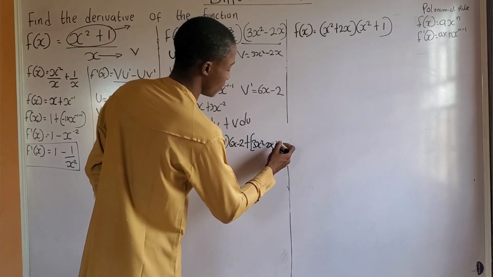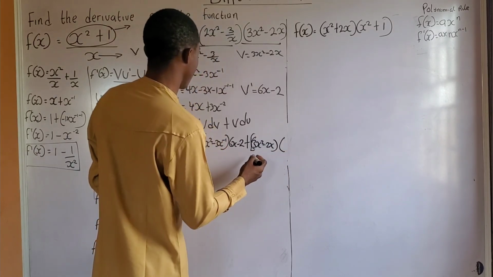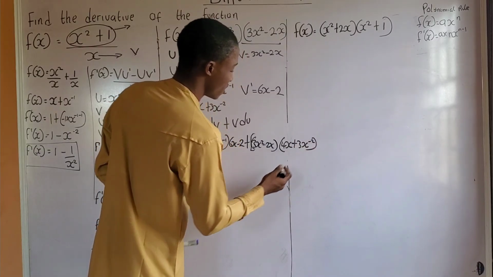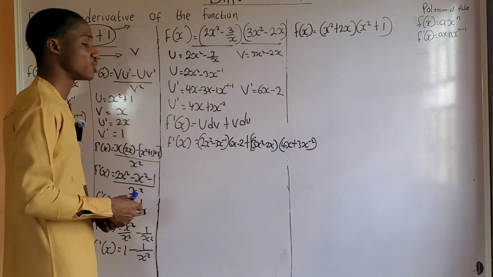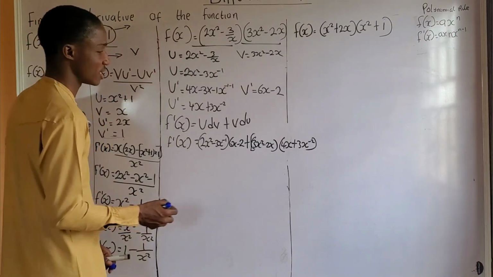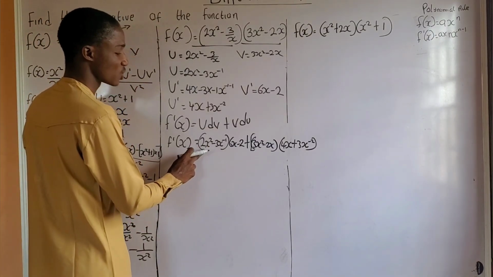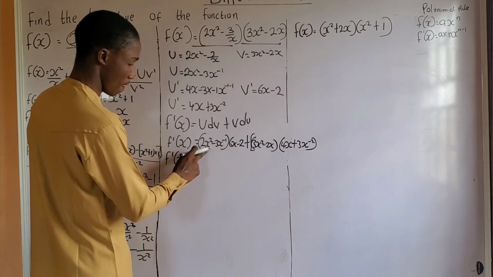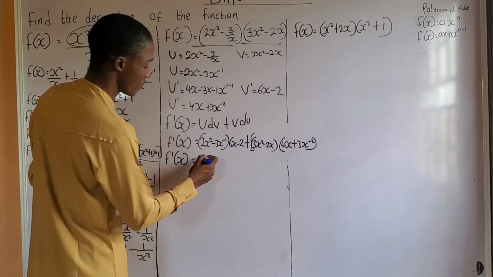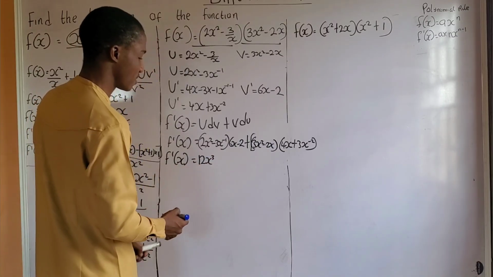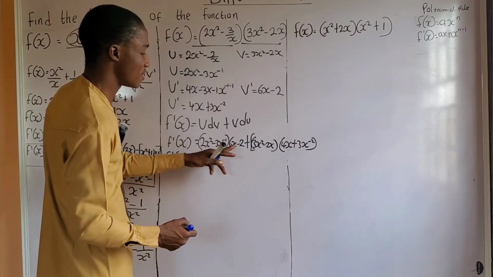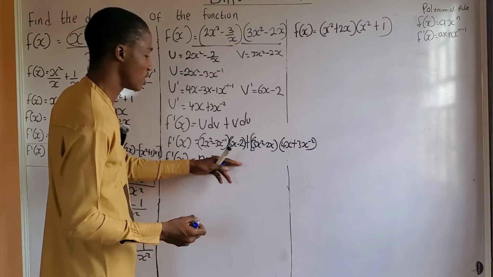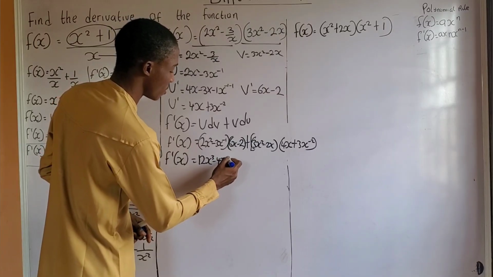So let me erase this. Multiply by 4x plus 3x to the power of negative 2, okay? Now, all we need to do now is just to expand. Are you getting what I'm trying to say? So let us expand. 2x squared times 6x. That is 12x to the power of 3, right? Yes. 2x squared times negative 2, that is negative 4x to the power of 2.